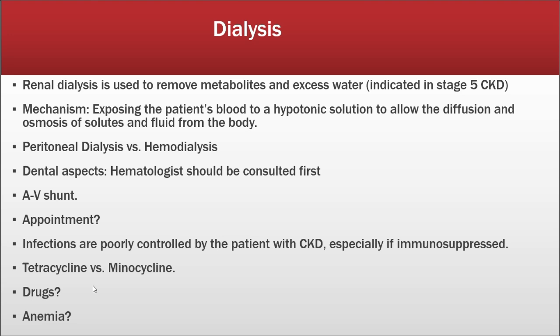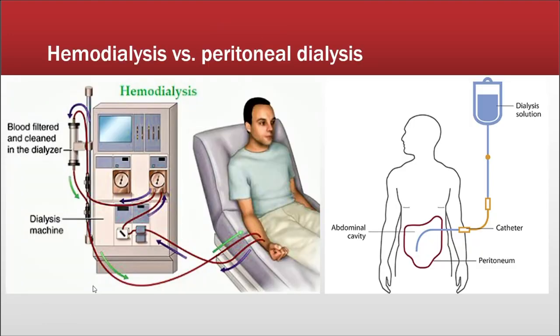Now, dialysis is basically we do the functions of the kidneys when they're not functioning. So we take the blood into a machine, filters it, and then brings it back to the patient. We have hemodialysis and peritoneal dialysis. Hemodialysis can be done at home. Peritoneal dialysis needs to be done in a hospital.